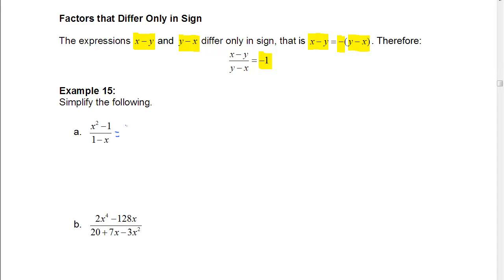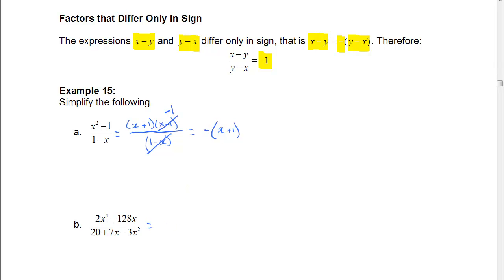So we begin an example by factoring, so x squared minus 1 is x plus 1 and x minus 1. That's a difference of squares. And 1 minus x on the bottom. And here's the situation where we see this is x minus 1, this is 1 minus x. So we can cancel them, but remember the difference is minus 1, so we have to include a negative 1 here. And that gives us the result of negative x plus 1. And so that's how we cancel terms that differ in sign.